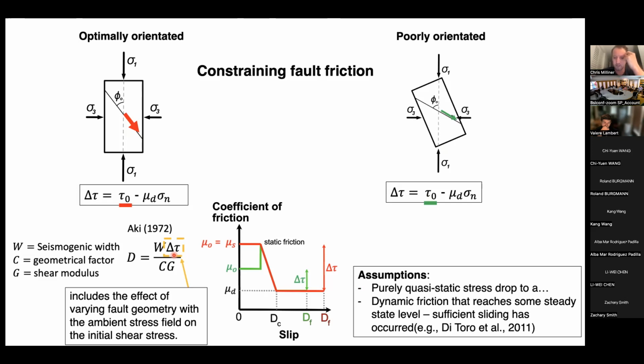And so one of the key assumptions here is that this is a purely quasi-static analysis, so we're not accounting for dynamic effects. And then we also assume that the dynamic friction drops to some steady state value. This is assuming that sufficient sliding occurs, that we've exceeded this D sub C value. And for Ridgecrest, we think this is a reasonable assumption. This is typically what's seen in the lab.